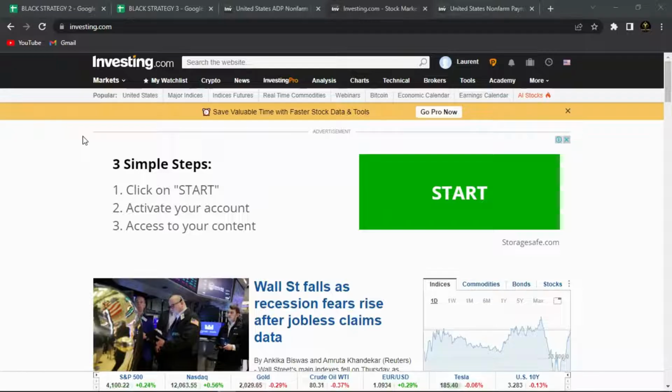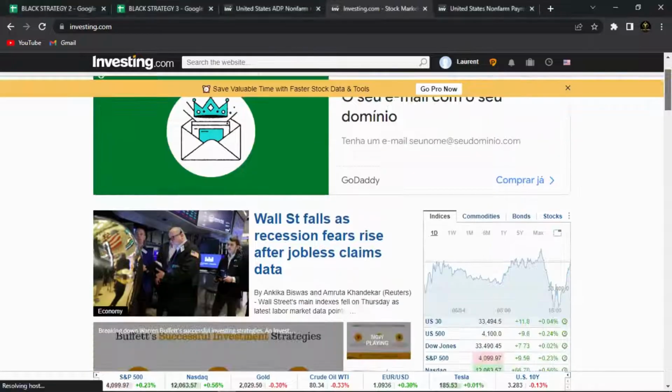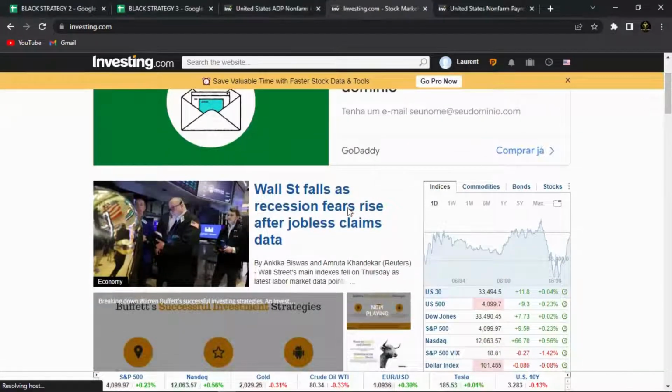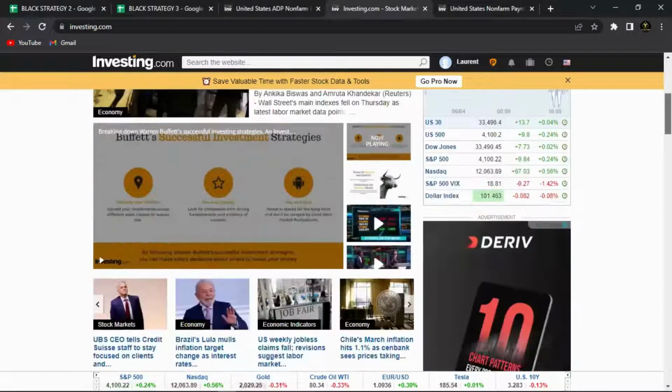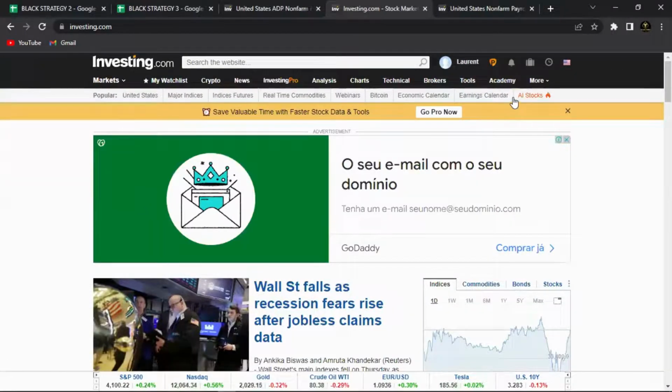So the platform that I use to do my fundamental analysis is called investing.com. It's a great platform where you can learn about fundamentals. They show you what's really going on across the fundamentals. You can see here it just stated, "Wall Street falls as recession fears rise after jobless claims data." So it's a great platform that you can use to know your fundamentals, right? But that's not what we're here for today. We are here to learn about the NFP.